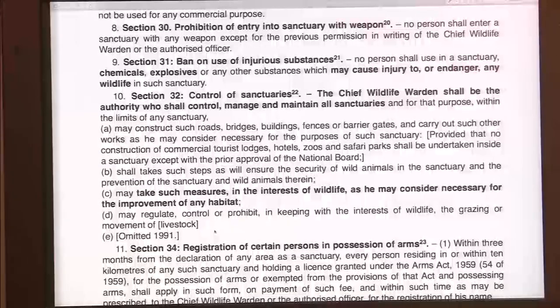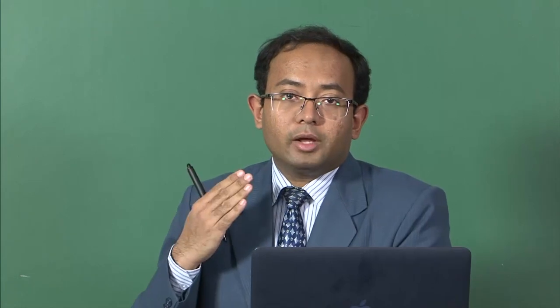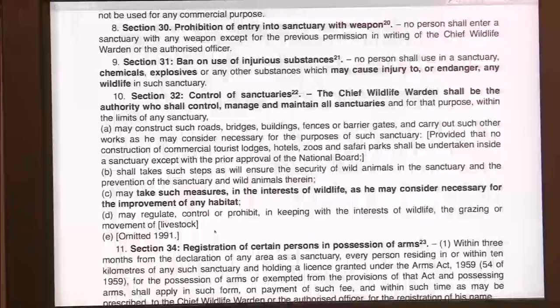It includes a tranquilizing gun, it includes an immobilizing gun, it includes any of the traps or snares or nets that you can use to capture wildlife. So, even entry into the park with any of these weapons is prohibited, except with the previous permission in writing of the chief wildlife warden or the authorized officer.